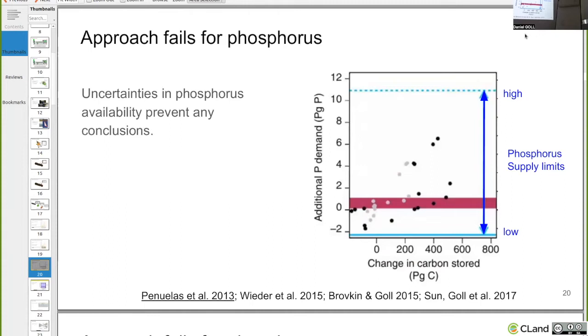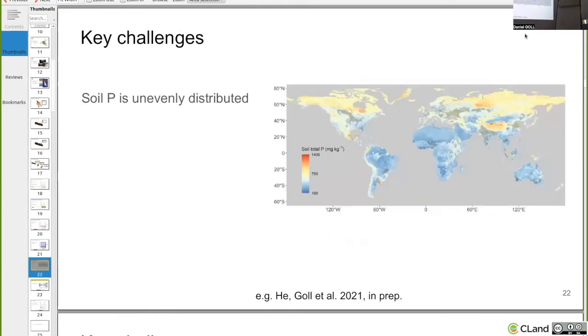A similar attempt was done by Josep Peñuelas and Philippe Ciais and others in 2013, where they did the same thing, but this time they used carbon phosphorus ratios. So again, we have here the projected carbon sink from carbon cycle models and the phosphorus demand on the y-axis on the left-hand side here, compared to the phosphorus supply in soils, and the picture is inconclusive because we have a very vague idea how much phosphorus is actually available on the time scales of the century for which the sink is valid. So these approaches fail, and they fail because of a couple of key challenges.